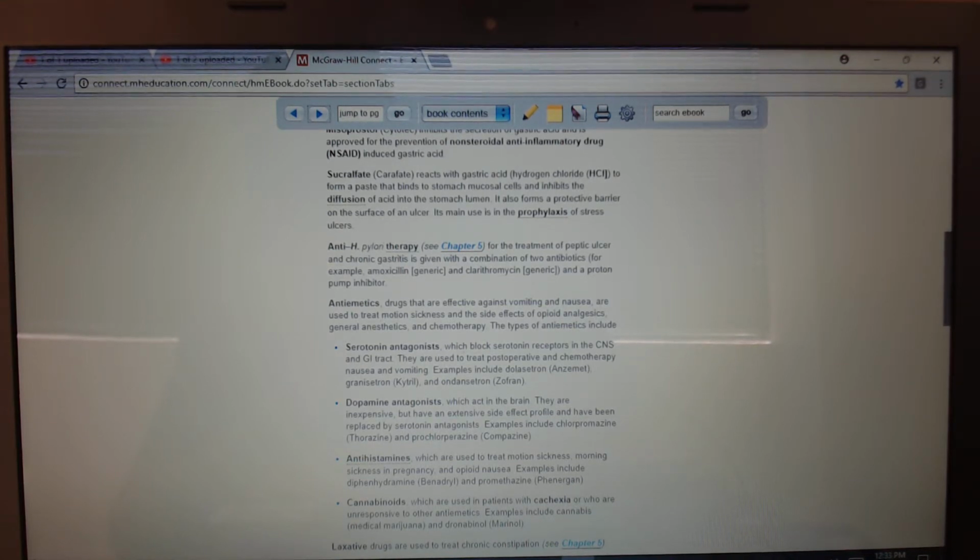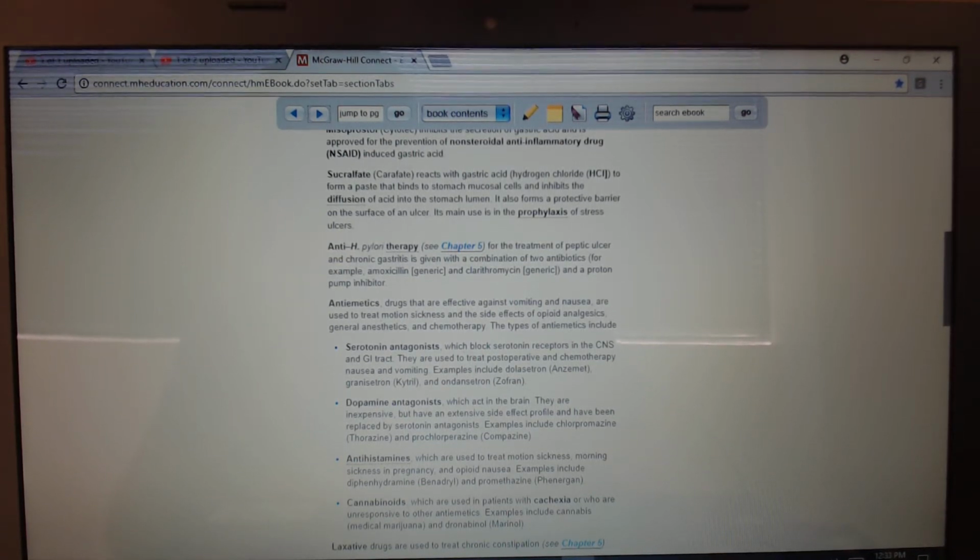Dopamine antagonists act in the brain. They are inexpensive but have an extensive side effect profile and have been replaced by serotonin antagonists. Examples include chlorpromazine, which is Thorazine, and prochlorperazine, which is Compazine. Antihistamines are used to treat motion sickness, morning sickness in pregnancy, and opioid nausea. Examples include diphenhydramine, Benadryl, and promethazine, which is Phenergan.